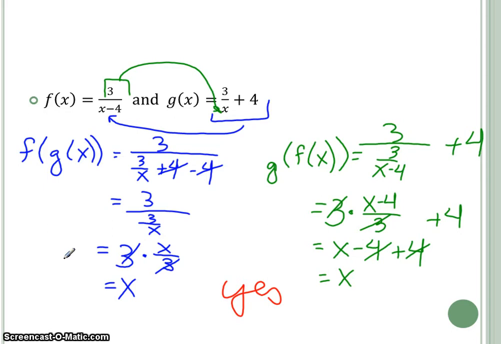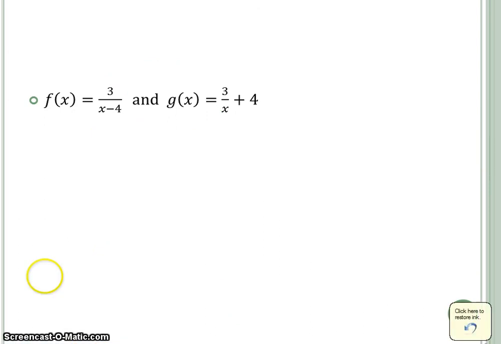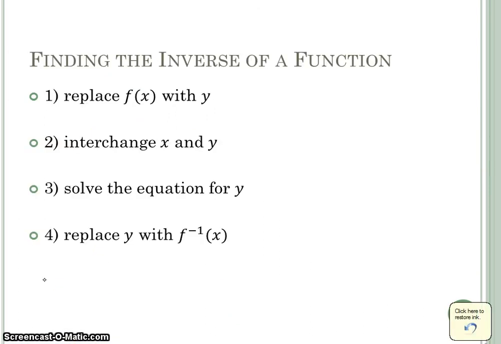Alright, how are we feeling so far about testing to see if two functions are inverses? Anyone?